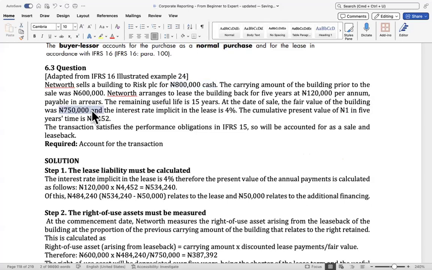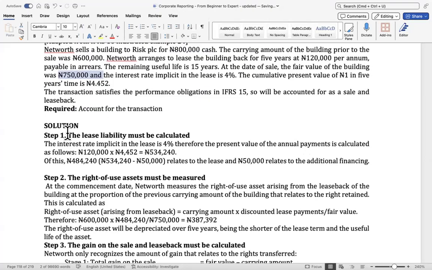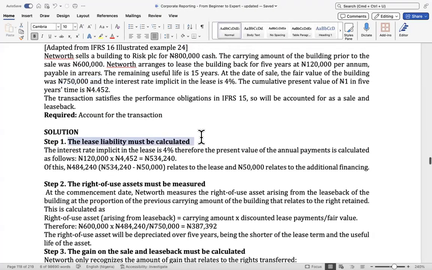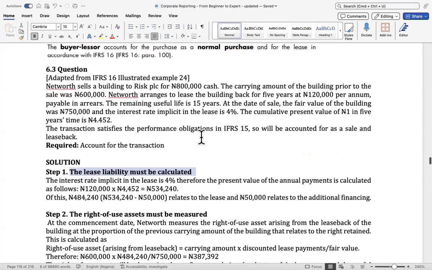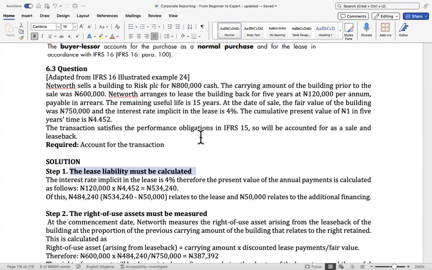So we need to unbundle the lease liability. The first thing we need to immediately determine is our lease liability here. That's the first thing you should always do. So my lease liability, they didn't give me my PV of lease rentals, but I have my annual rent that I'm paying, and they already gave me my annuity factor. So if I multiply the two together, I get my lease liability, which is 534,240.